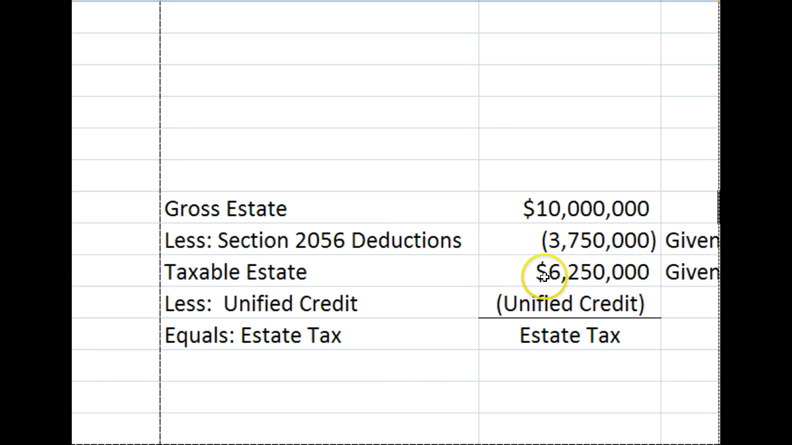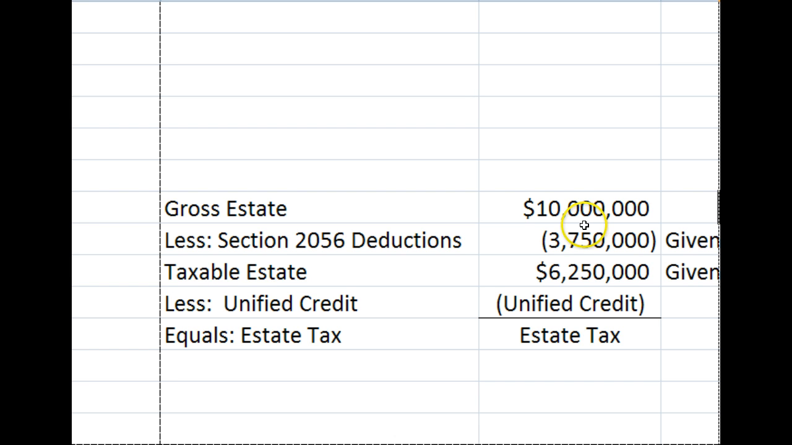And this $6,250,000 is given to non-spouses. So under 2056, it's going to the spouse, and any remainder amount is going to anyone other than the spouse. To make sense of this, what occurs is the $3,750,000 that is going to the spouse is not subject to tax, as it's the portion of the estate that's given to the spouse.